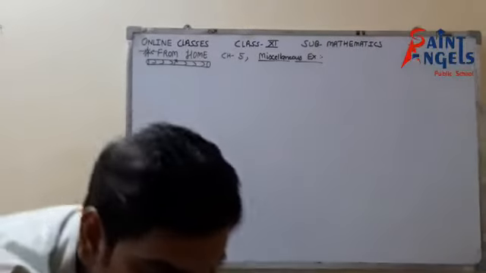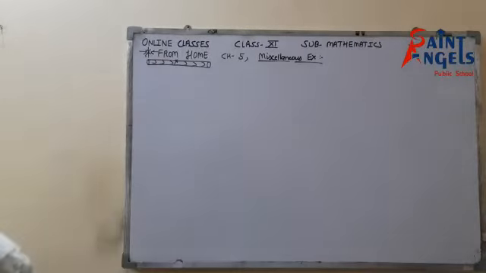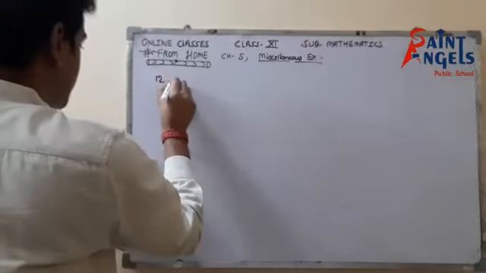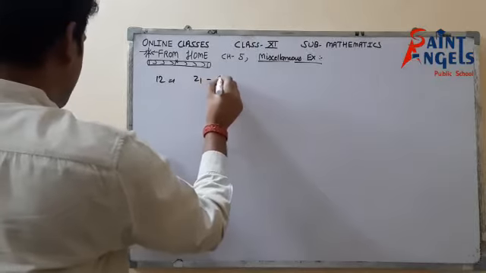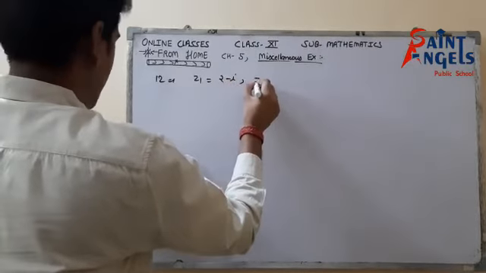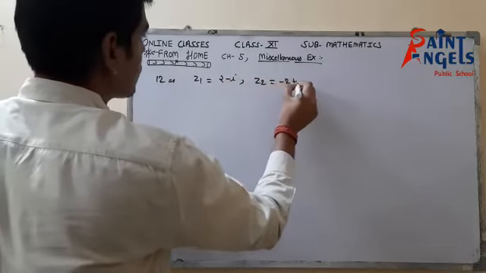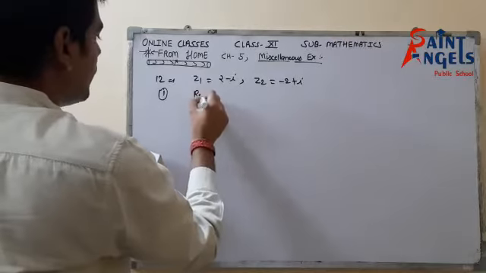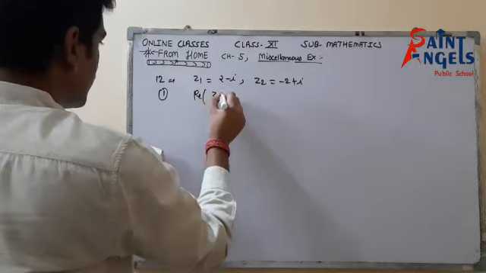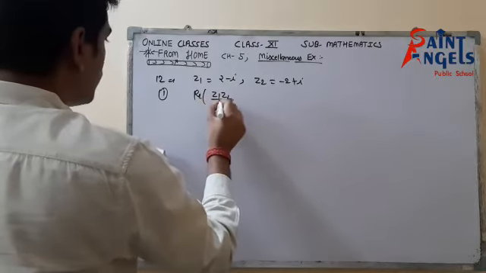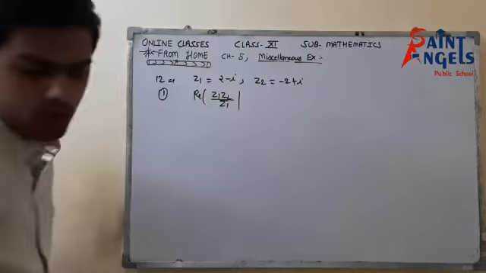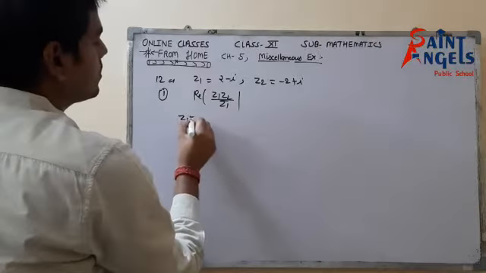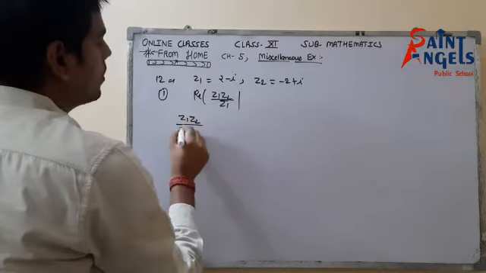Now students, please look at question number 12. Question number 12 has two parts. The first part says, let z1 equal 2 minus iota and z2 equal minus 2 plus iota. First part I am solving, second part you have to solve. We have to find the real quotient of z1 z2 upon z1 conjugate. So first of all find z1 z2 upon z1 conjugate.